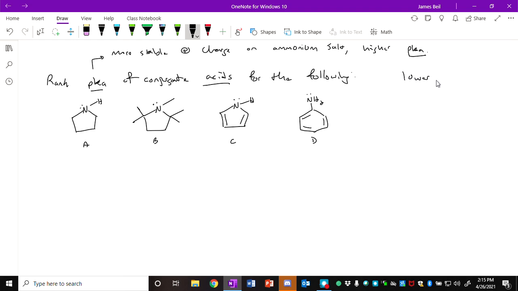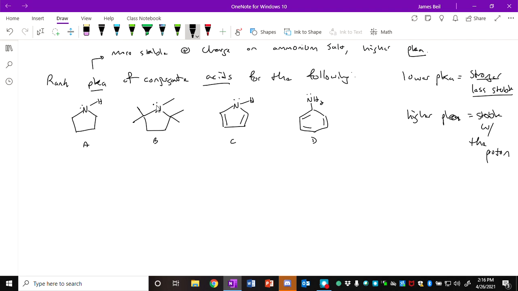Right, pKa represents the strength of the acid. Lower pKa, stronger acid, less stable. Right, a strong acid is one that when you put in water reacts all the time because it's reactive, it's unstable, it's likely to give up a proton. Something will have a higher pKa if it's stable with the proton connected.